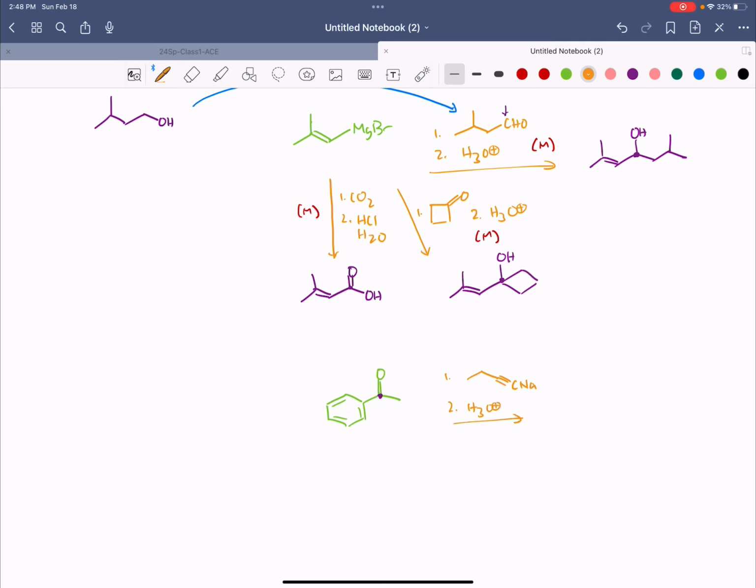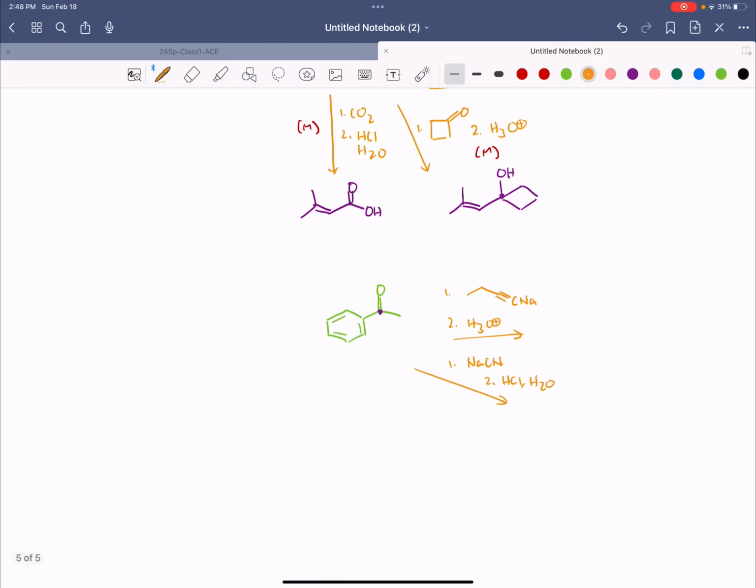Okay, so that's one. The other carbon nucleophile is cyanide. And you'll most likely see it as NaCN, understanding that it's Na plus CN minus. The minus is on the carbon. Then H3O plus, HCl, H2O. Okay, that was reaction 2. Same deal. I'm going to fill in the arrows. You fill in the product.